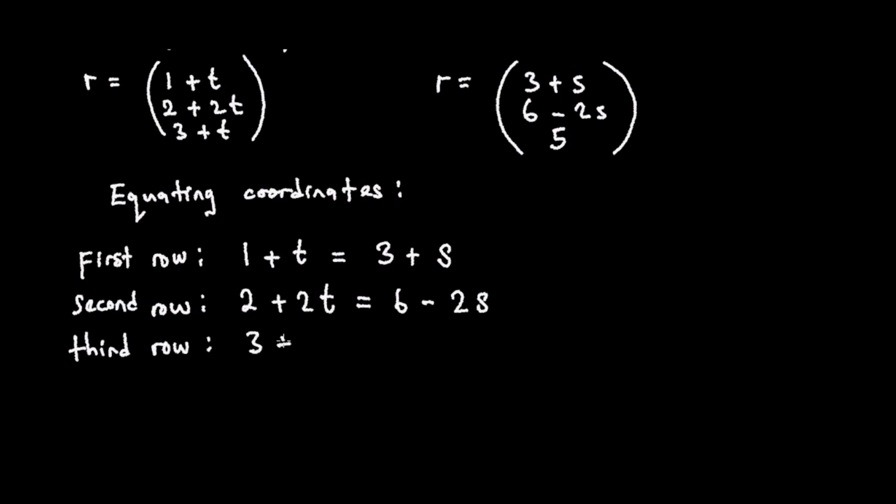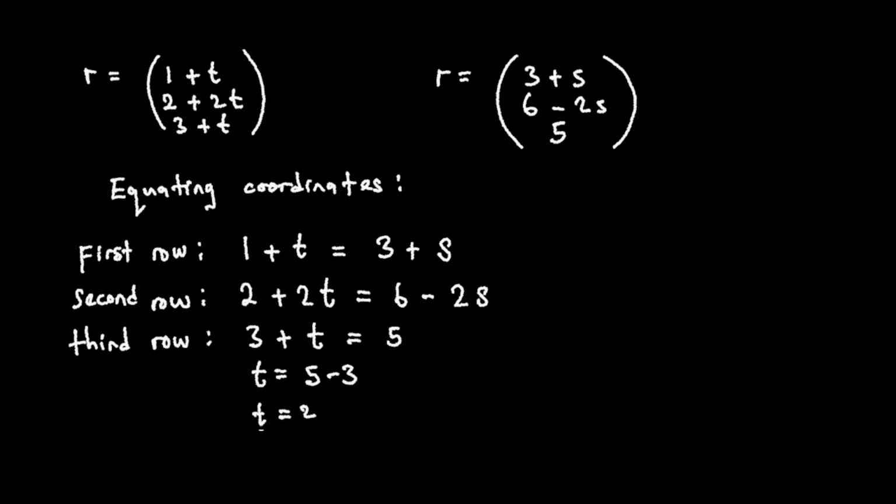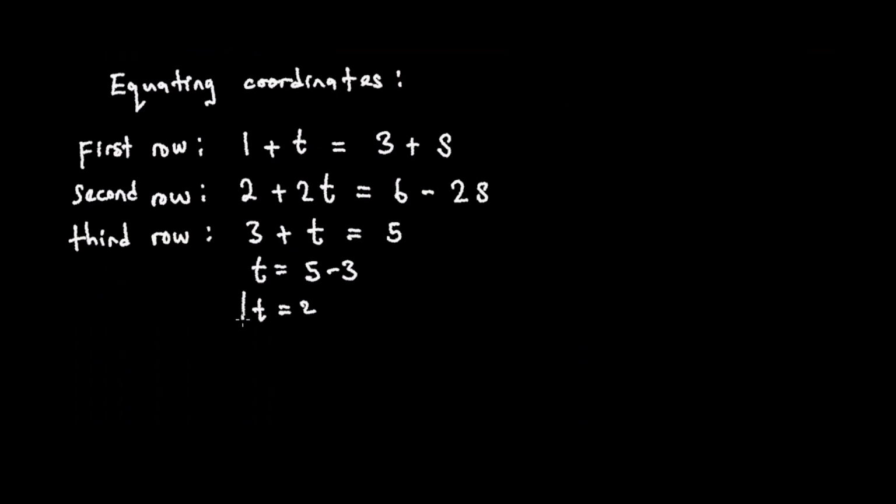Third row: 3 plus t is equal to 5. That means t is equal to 5 minus 3, meaning t is equal to 2. So from here we have seen that t is equal to 2. So t has to remain equal to 2 throughout for us to conclude that the lines are intersecting.